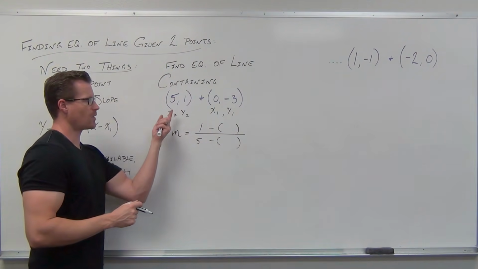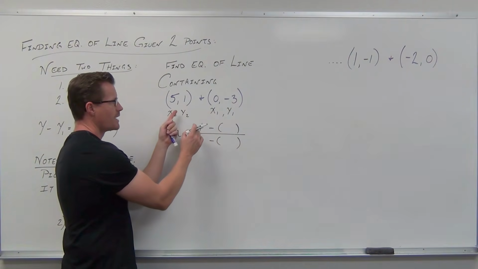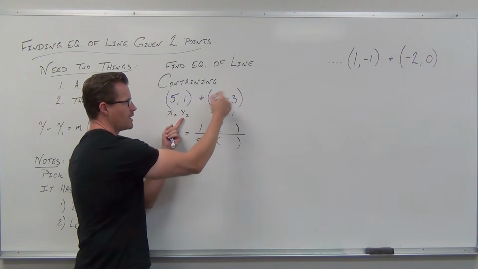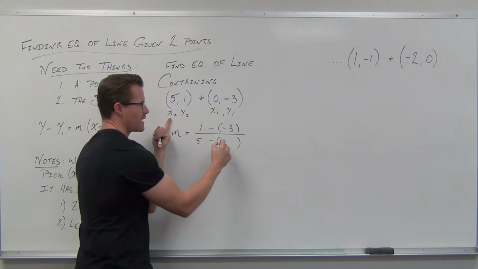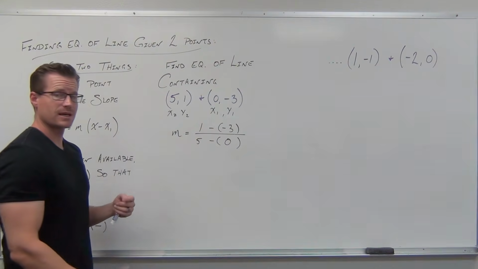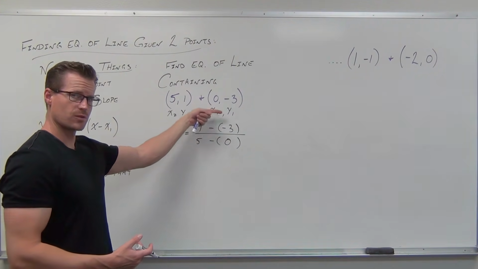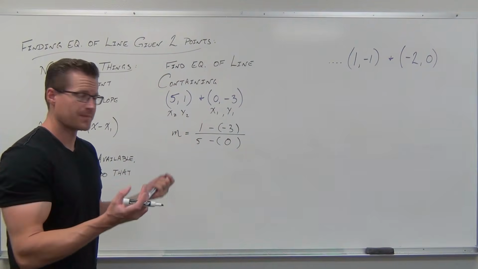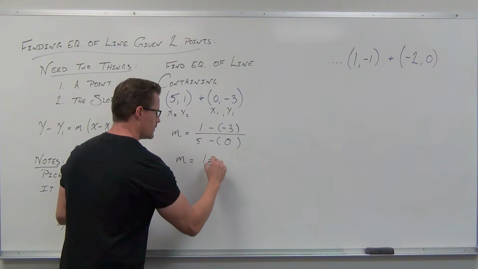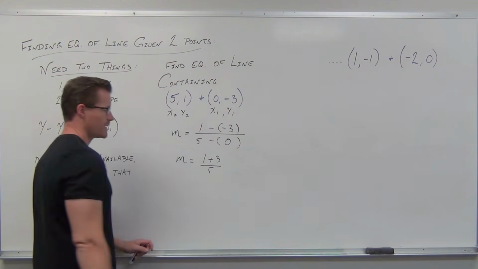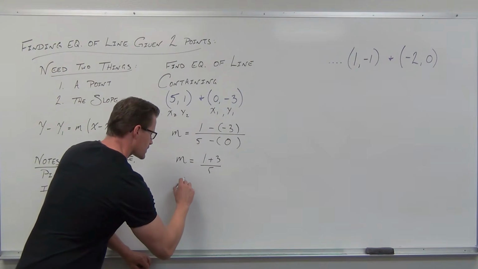I always write my y2 minus my y1 first. I create some parentheses, and I make sure that my y2 and then my y1 are next to each other. My x2 and then my x1 are next to each other. And I can double check. This should be 1 point, and this should be the other point with minuses between them. That's it. So we have 1 plus 3 over 5. Well, that's 4/5.